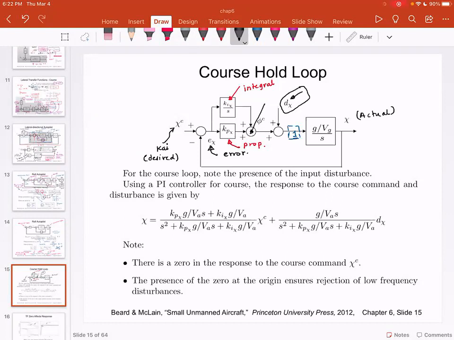So now I want you to think about reducing this block diagram into this. Here, there are two things to be taken into account. You have this disturbance in chi, and you have this chi. So this is the commanded course, and this is the disturbance.